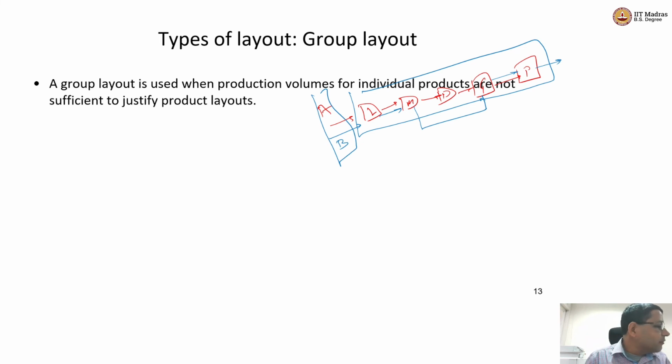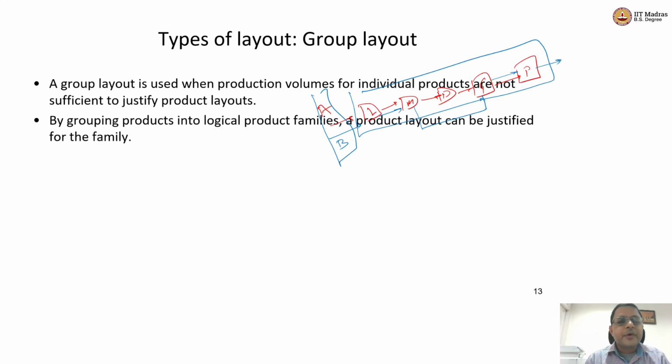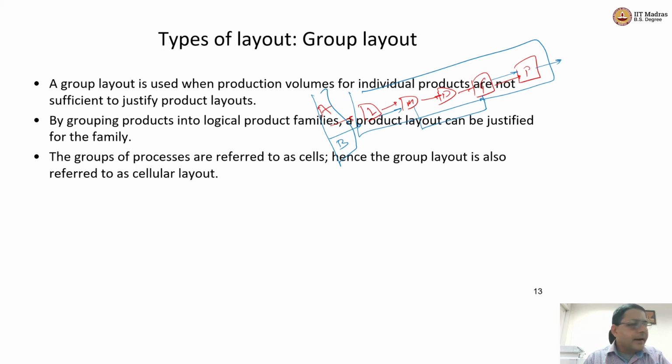Okay, so when we don't have enough volumes to justify a product layout, we can't go for a complete product layout. So I will allow some flexibility, but groups of products will move, not individual products. So by grouping products into logical families, a product layout can be justified for this family now, as that's what I was saying. And these groups are essentially called cells, in particular manufacturing cells, and therefore group technology layout is also called cellular layout.